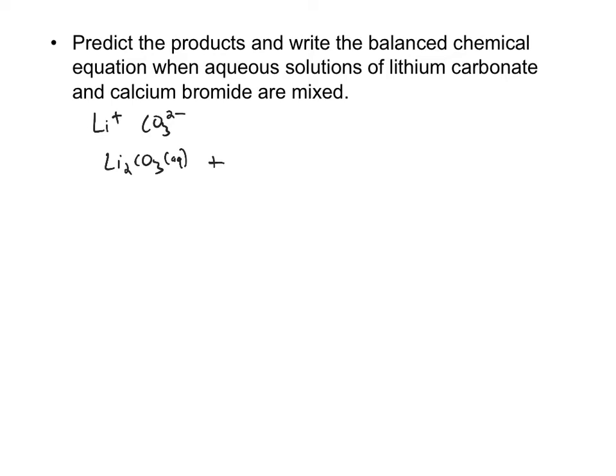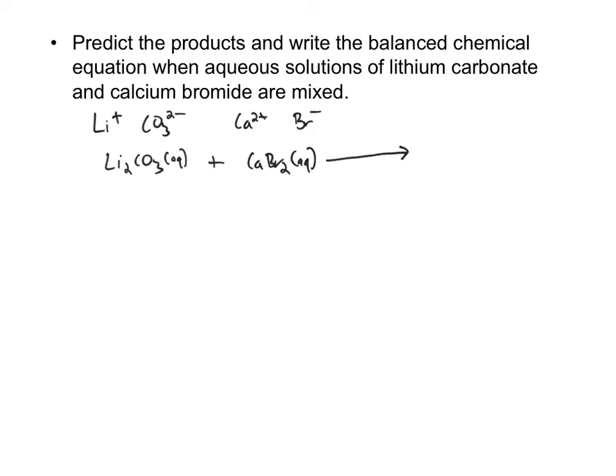Calcium is an alkaline earth metal, so it's 2+. Bromine is a halogen, it's -1. So we have CaBr2. It's aqueous because they told us, or the solubility rules would tell us that.